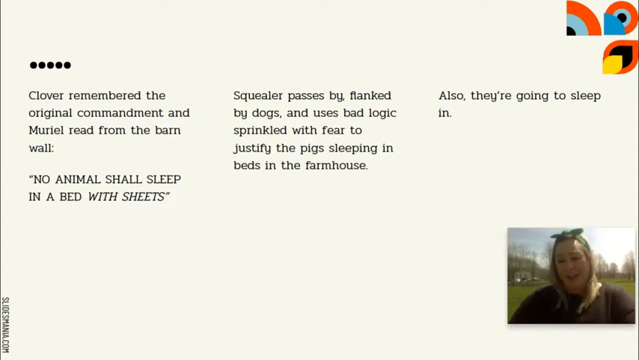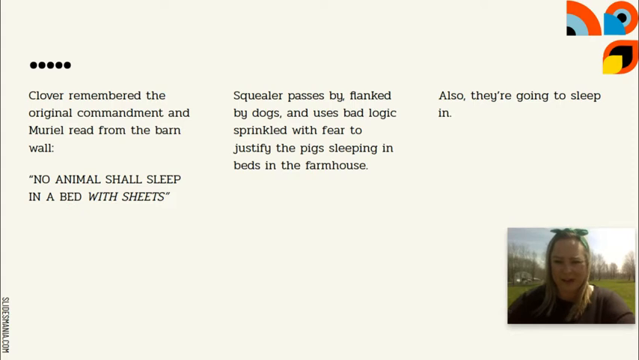So, as they're reading the changed commandments, Squealer passes by them and he is flanked by 2 of the dogs, and he has a conversation with Muriel and Clover, and he tells them this is a necessity. Well, first of all, it never said that the pigs couldn't sleep in a house or sleep in a bed. It said with sheets. And this is necessary because the pigs are the brain workers and they need full rest and they need to be comfortable. And if the pigs aren't comfortable and well rested and using their brains, then Farmer Jones will come back.